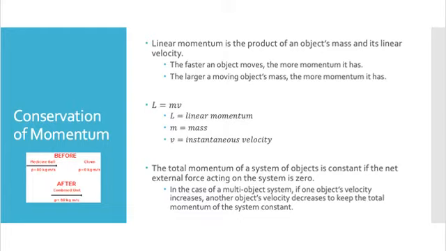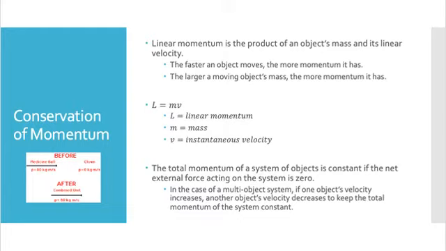What is momentum? Linear momentum is the product of an object's mass and its linear velocity. The faster an object moves, the more momentum it has. The larger an object's mass, the more momentum it has. Newton's first law basically states that the velocity of an object is constant if the net force acting on the object is zero. In sports and human movement, most objects we deal with have a constant mass. If the velocity of the object is constant, then its momentum is constant as well, since mass doesn't change. Momentum is constant if the net external force is zero.